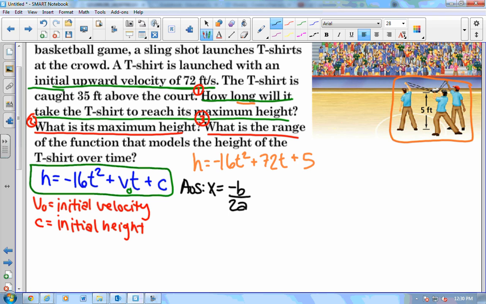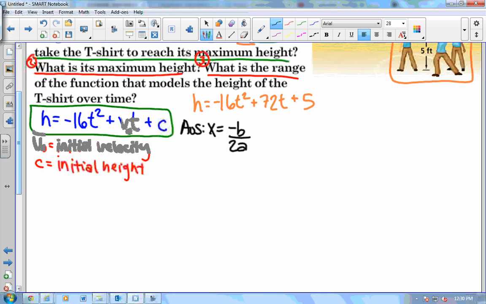Okay, Mia, what is in the B position? 72. 72 is in the B position. It's right there by the T. So we're going to write negative 72 over 2 times whatever A was. Kaylee, what's in the A position of our formula, our function here, which is in orange? Good, because they go in order. A, B, C. Okay? So I have negative divided by negative will be a positive, correct?